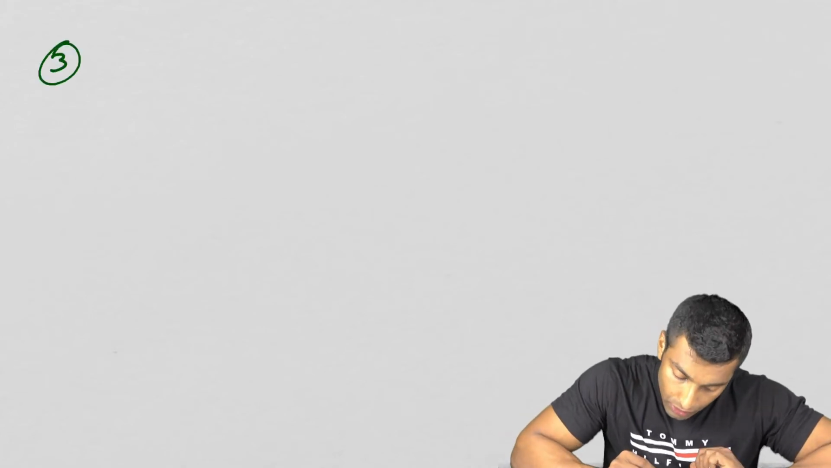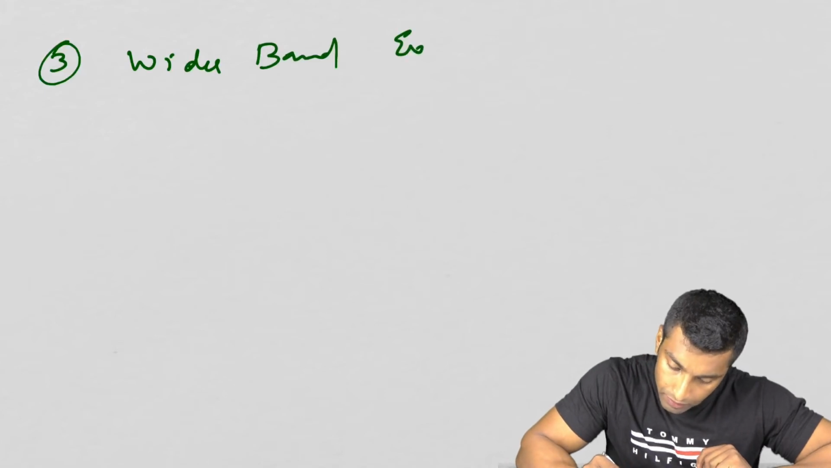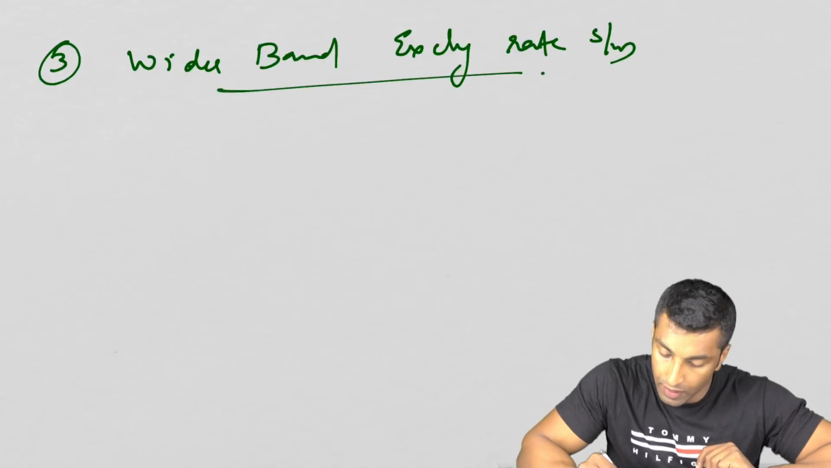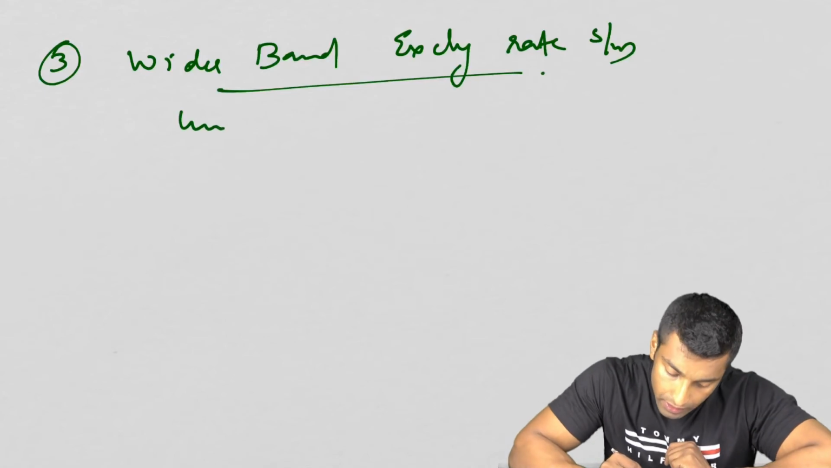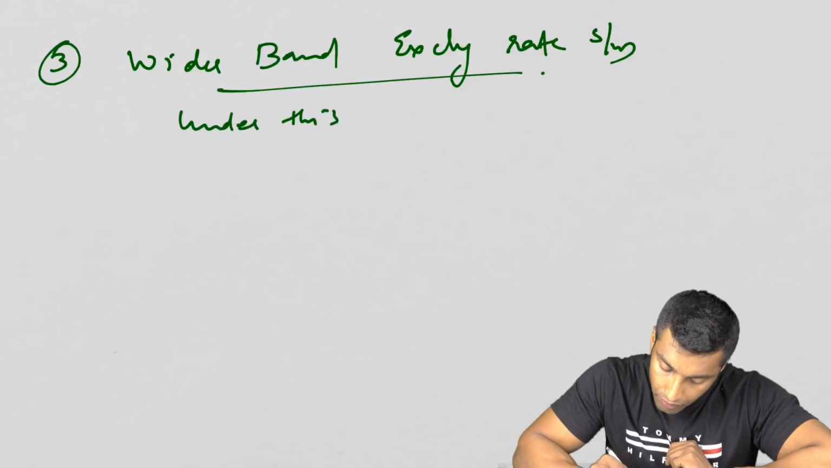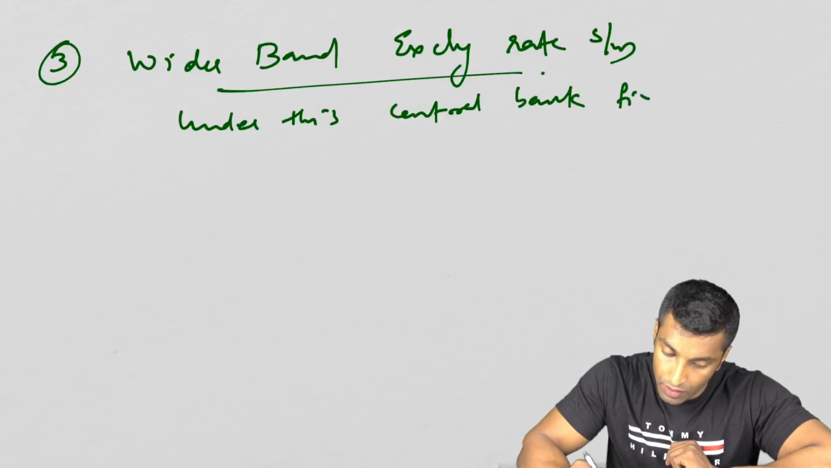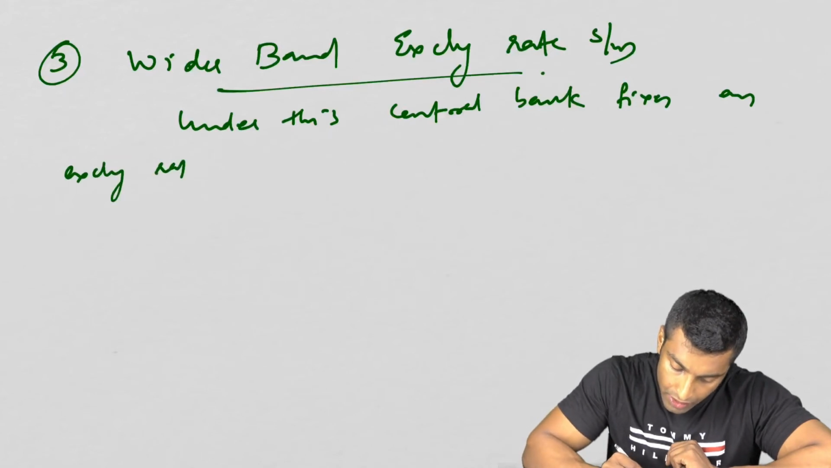Okay, so that's it. We will move to the next one, the wider band exchange rate system. The third one, wider band exchange rate system. Let me write down the definition first and then I'll explain this. Under this, the central bank fixes an exchange rate band.